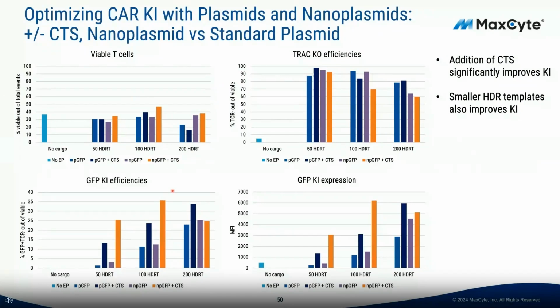So really this data is to show that if you can optimize your DNA donor template, you can significantly improve the knock-in efficiency, and smaller HDR templates help with that knock-in.